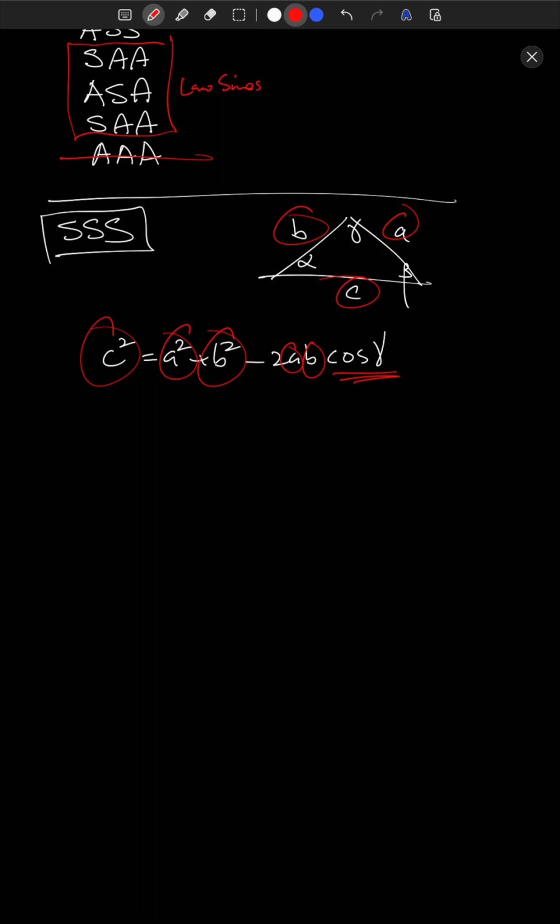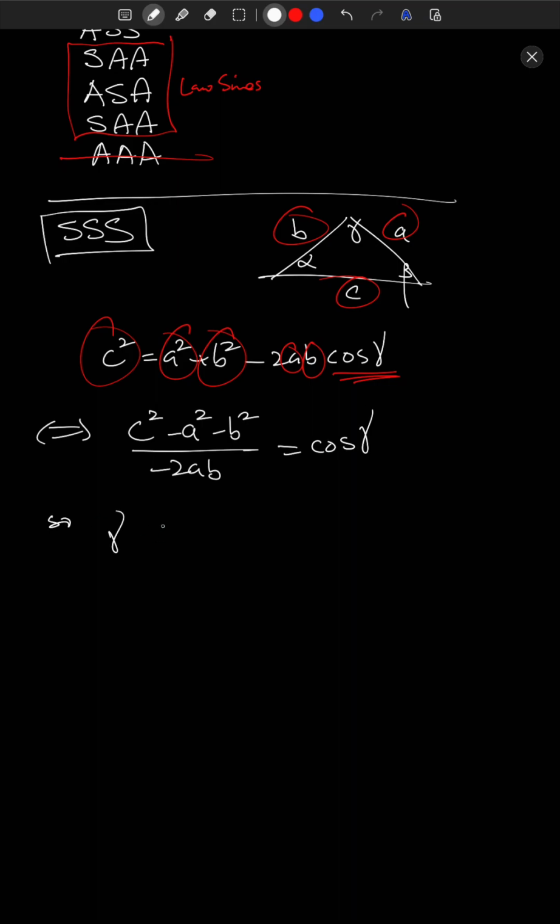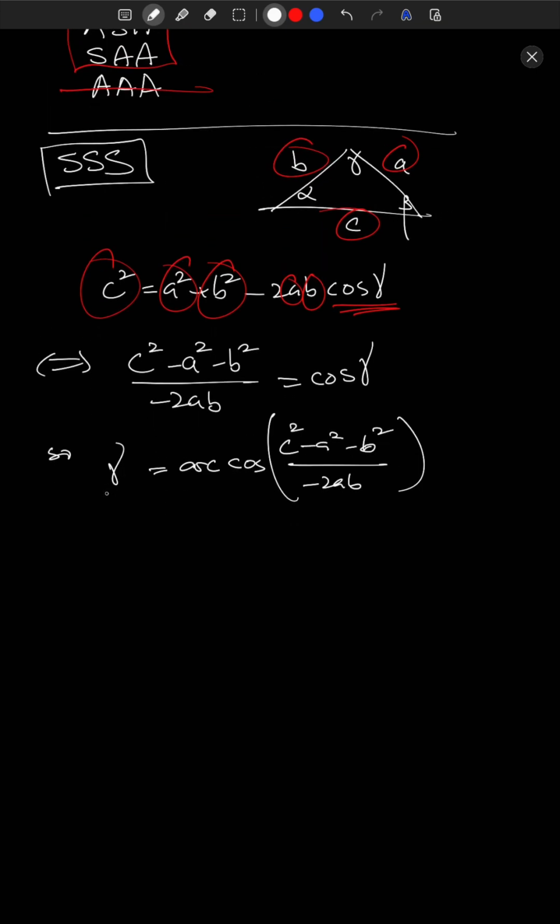We can throw everything else to the left-hand side and then take the arc cosine. All right, so this would be C squared minus A squared minus B squared over minus 2AB is equal to cosine gamma, right? And so gamma, we can take the arc cosine of C squared minus A squared minus B squared over minus 2AB, like that. And we've got gamma. That's it, right? So all we have to do is plug in the numbers, use our calculator, and we're all set. Okay.